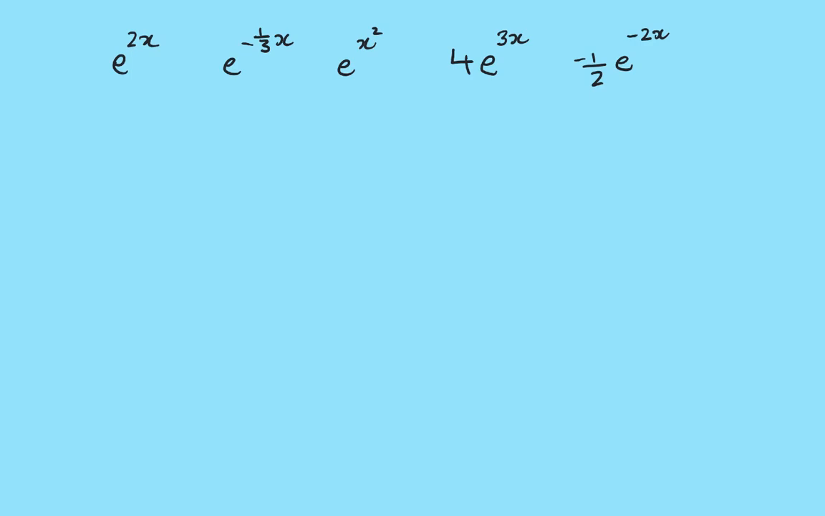Alright, so I've got e to the power of 2x. So the derivative of e to the power of 2x is e to the power of 2x multiplied by the derivative of 2x, which is 2. And that gives me 2e to the 2x. How about you try the second one? Stop the video and you have a go.